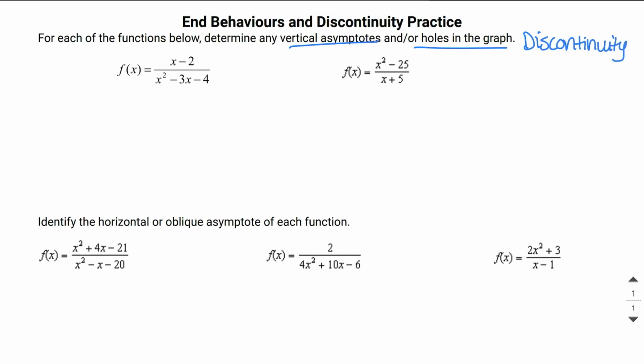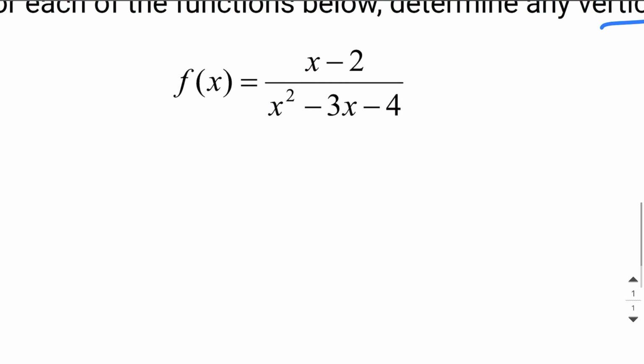And before we do anything at all, we want to always factor. Having everything in factored form is going to help us to have a better understanding of what's happening here. So let's take a look at our first example. Our first example is given as f of x.